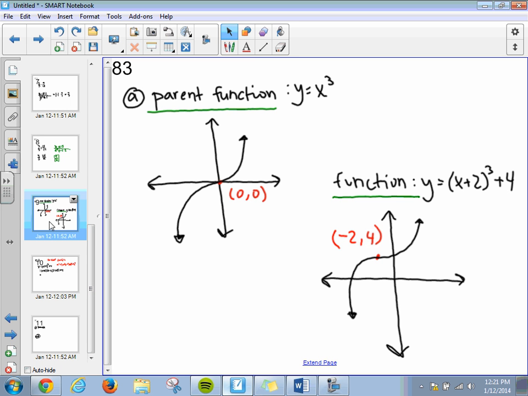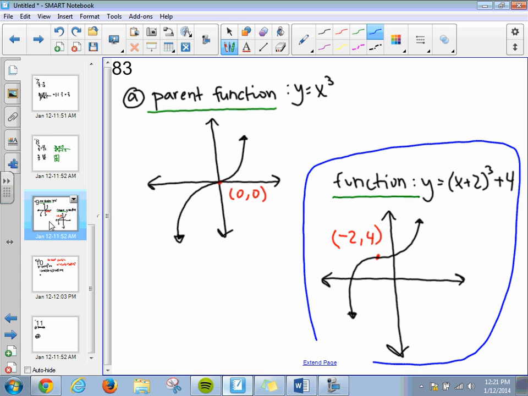All right. Jumping now to 83. In 83, the first thing they ask you to do is to sketch a graph. I sketched the parent function first, and so you're looking for the graph. It should look something like what I highlighted in blue.